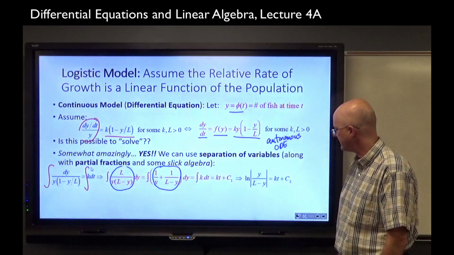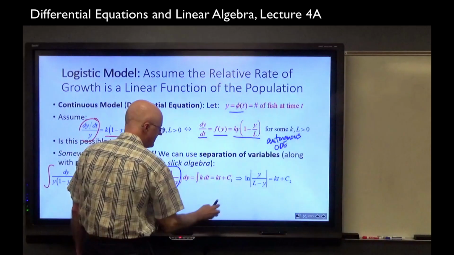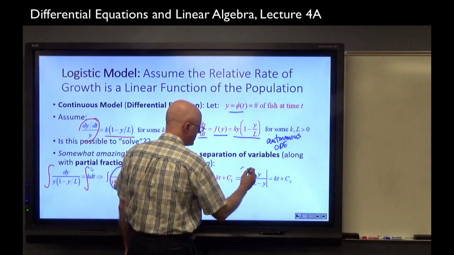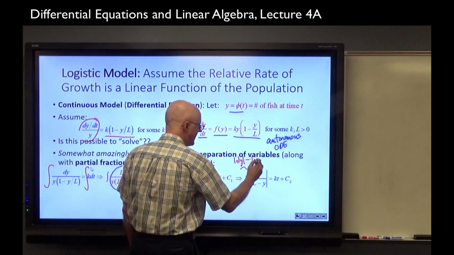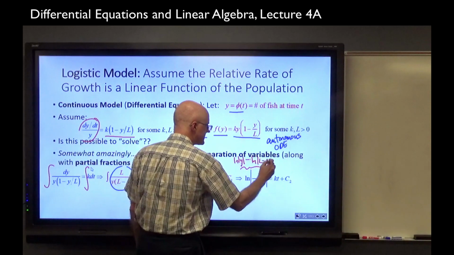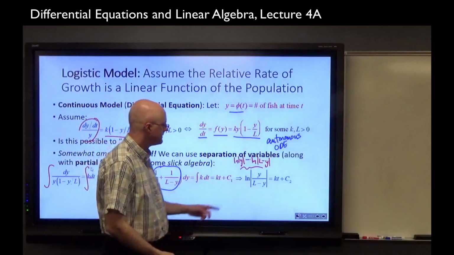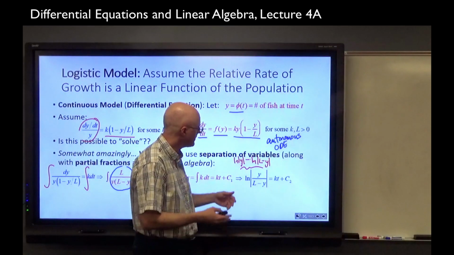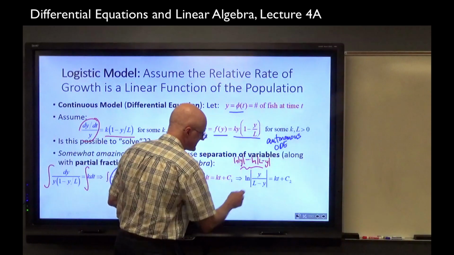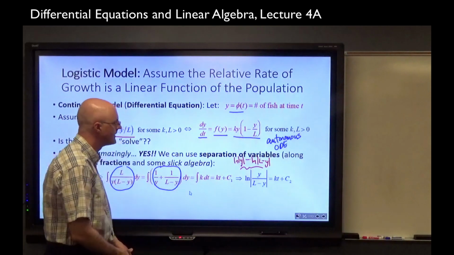I also used the property of logarithms to rewrite it this way. This thing right here is the same as ln of the absolute value of y minus ln of the absolute value of L minus y. That's a property of logarithms. The log of a quotient is the difference of the logs, and the absolute value signs don't matter. I could put absolute value signs around the top and the bottom individually, but that's the same as the absolute value of the whole thing.